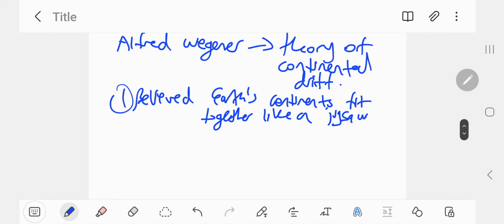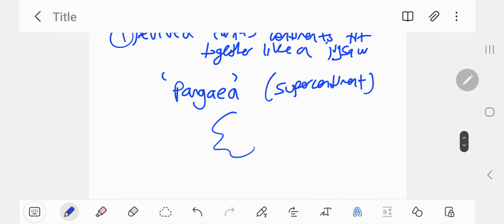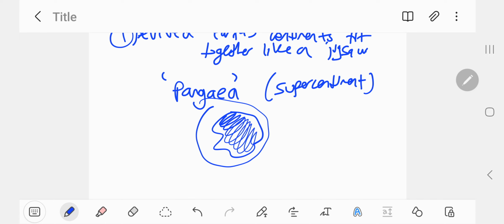And he proposed that many hundreds of millions of years ago, all the continents were once joined together in a massive supercontinent called Pangaea. Okay, supercontinent. So one massive landmass on the Earth, like this, I suppose that's the Earth here, covered with water, and Pangaea is the massive lump of landmass.